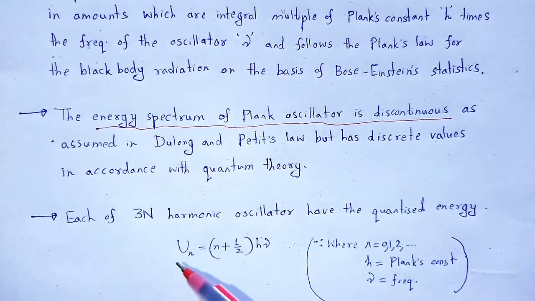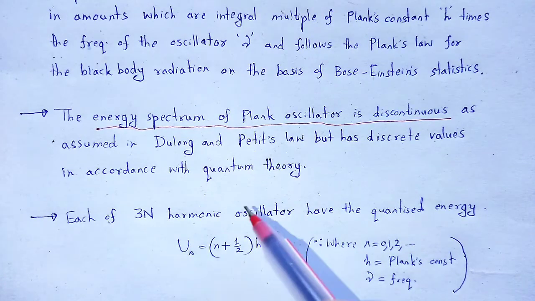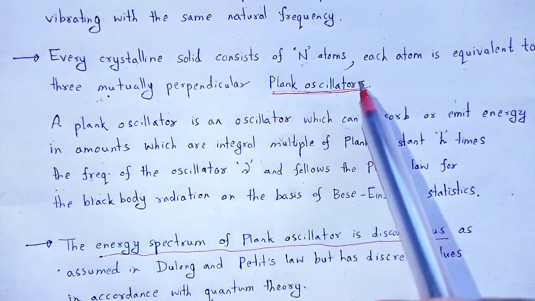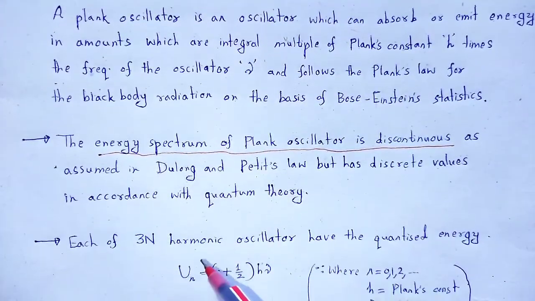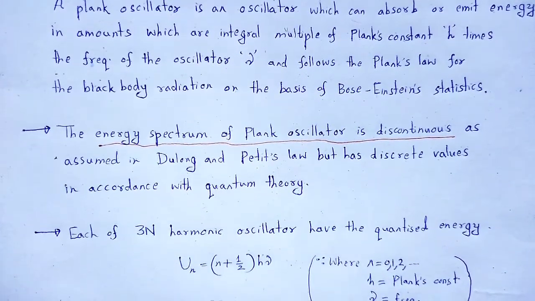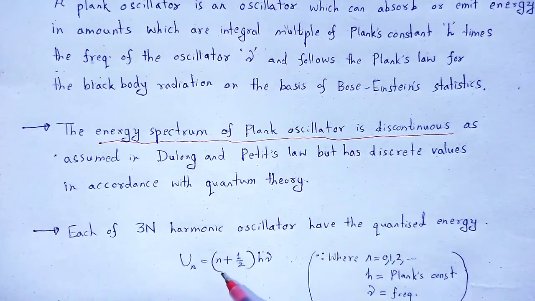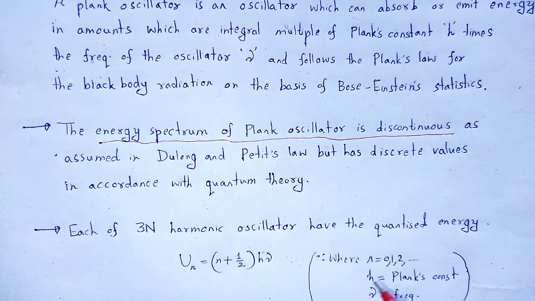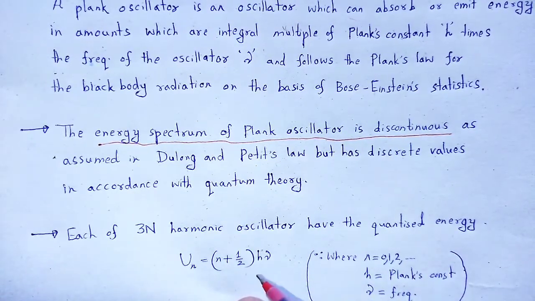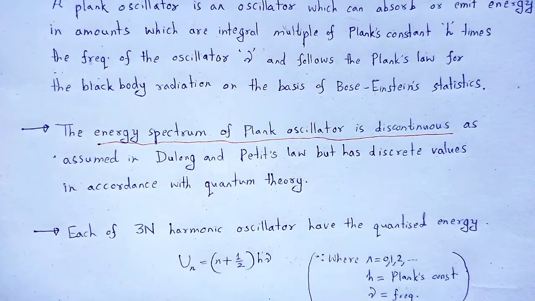Next assumption: each of the 3N harmonic oscillators, since each atom has 3 mutually perpendicular Planck oscillators, has quantized energy, and that quantized energy is given by U_n equal to (n plus half) h nu, where n stands for 0, 1, 2, 3 and so on, h for Planck's constant, and nu for frequency. Let me derive what the total energy will be, and then the specific heat at constant volume.